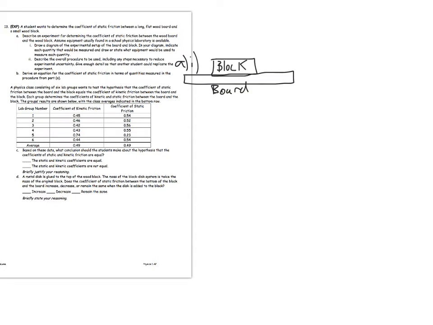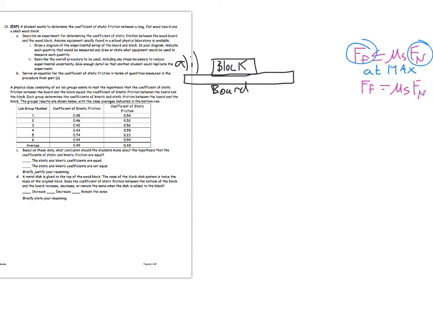So I'm going to start here with that block sitting on the board, and I'm going to keep in mind that when determining the coefficient of static friction, we have that equation that the force of friction is less than or equal to mu times the normal force. So basically, in order to solve this, I need to somehow determine the force of friction and the normal force. And what I would think about is when static friction is at a maximum, our force of friction is going to be equal to mu times my normal force.